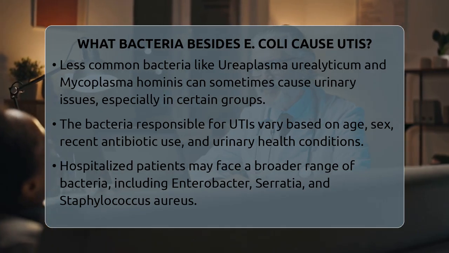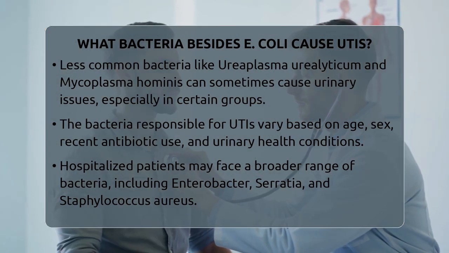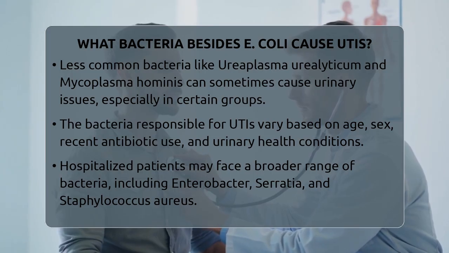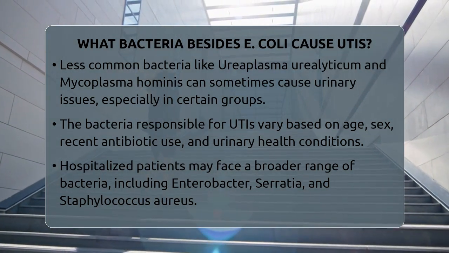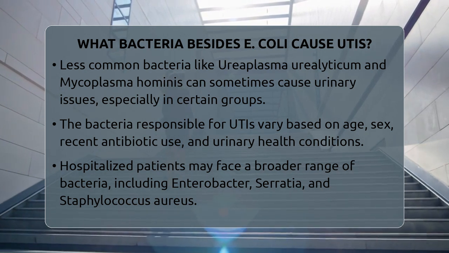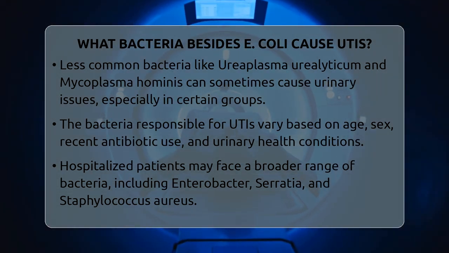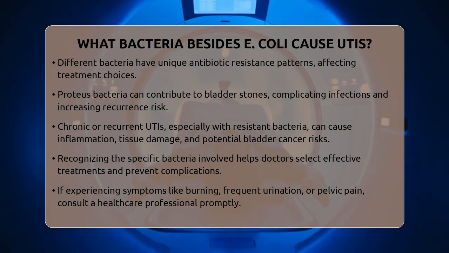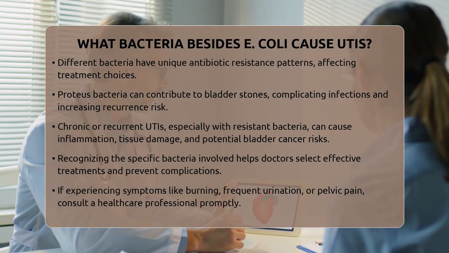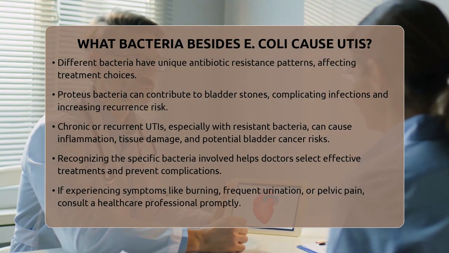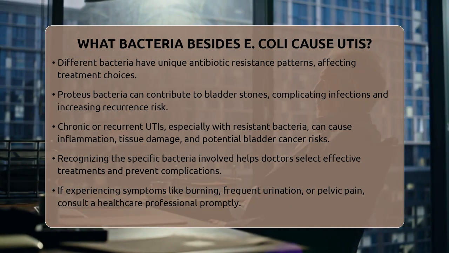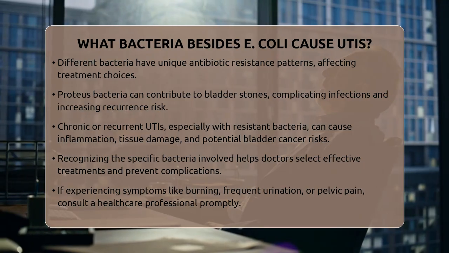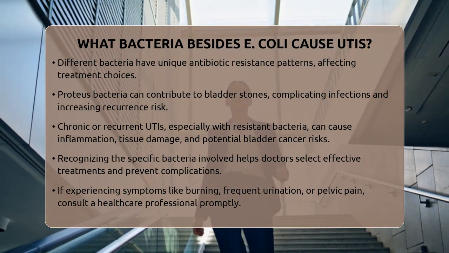Knowing which bacteria are involved is important because different bacteria can have different resistance patterns to antibiotics. For instance, Proteus bacteria can contribute to stone formation, which can make bladder health worse and lead to recurrent infections. Chronic or recurrent UTIs caused by resistant bacteria or complicated by bladder conditions can lead to inflammation, damage, and in rare cases, an increased risk of bladder cancer from ongoing irritation.